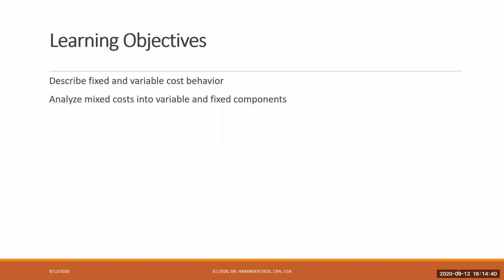A mixed cost is a cost that shares characteristics of both a fixed cost and a variable cost. So we are able to break down the mixed cost into its fixed component and variable component. And that's what we learn how to do in this topic. And then finally, to prepare a contribution format income statement.